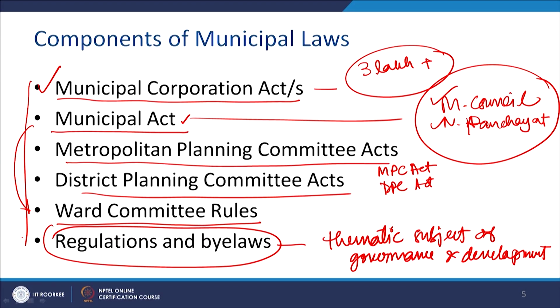Apart from that, there is the Town and Country Planning Act of every state government. The Town and Country Planning Act provides for the planning authority in some particular area, but those planning authorities are not local governments as such, because they are not elected by the people, whereas under the provisions of the Municipal Act and the corporation, they are elected governments, because the board is formed through the elected representatives of the people.